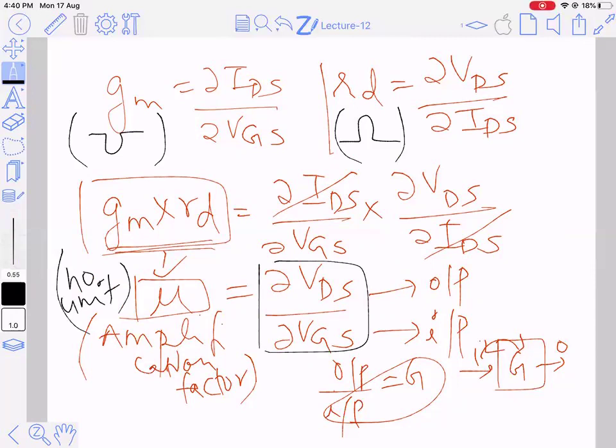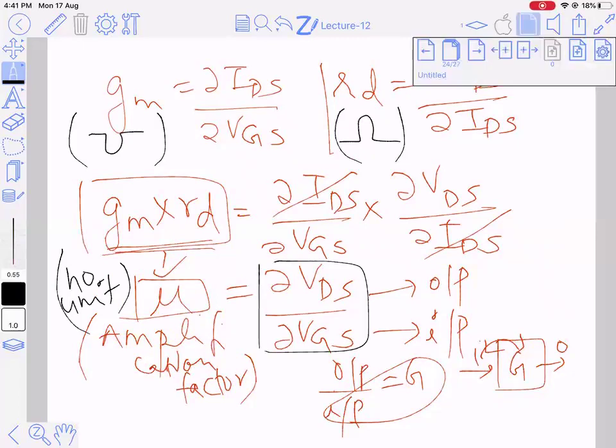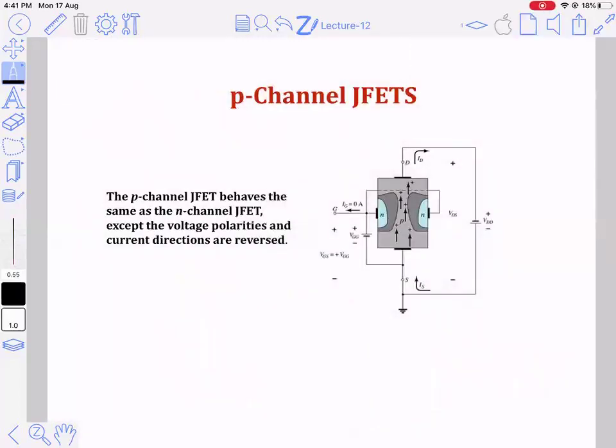So if anyone asks you what is mu, you should know that mu is the amplification factor of a JFET. It is the product of GM into RD. GM is the transconductance, obtained from the input characteristic, and RD is the output resistance, obtained from the output characteristic. These things you should be very clear with. So that is as far as N channel JFET is concerned.